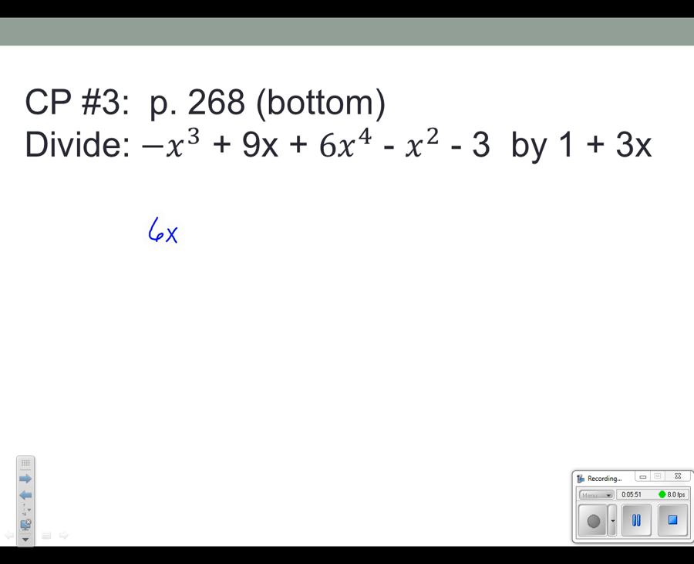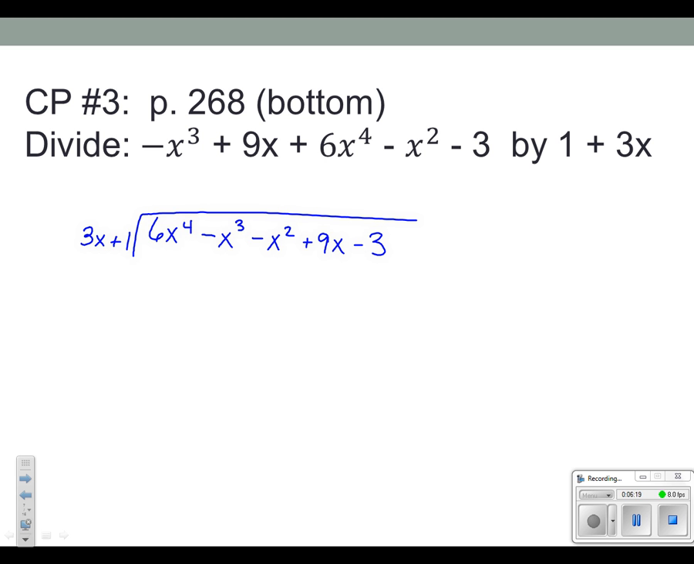So 6x to the fourth. Then there is a third power one in there, write that one next. There's a squared term, write that one next. There's a plain x term, and then there's a constant. Also, you're going to want to have your divisor in descending order as well. So put your positive 3x out front and your positive 1 last. And then the process is like we've been doing.